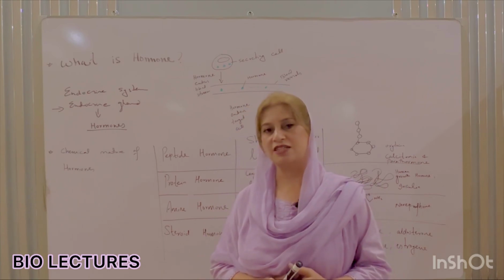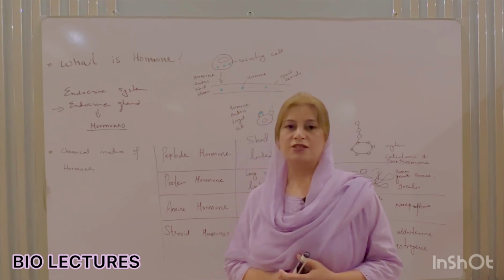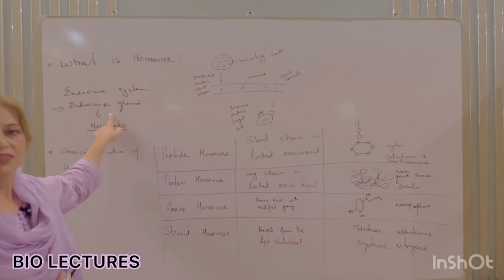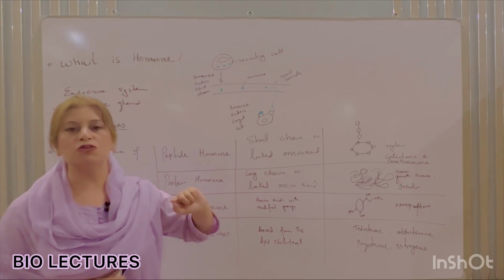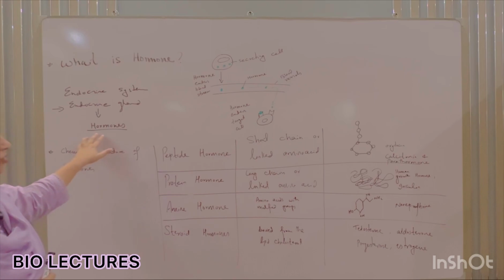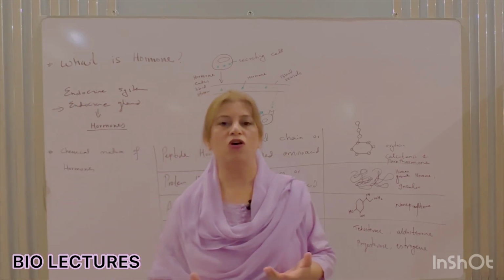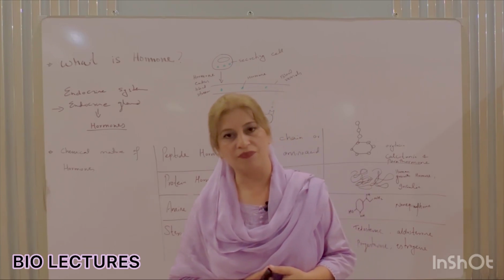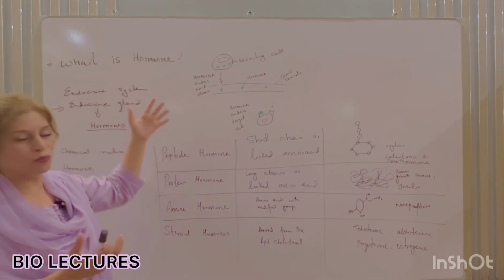Another system is present, which is called the endocrine system. This endocrine system consists of endocrine glands, and these endocrine glands are responsible for the secretion of certain chemicals which are called hormones. Today we will discuss what a hormone is and what the chemical composition of a hormone is. First of all, students, look here: what is a hormone?